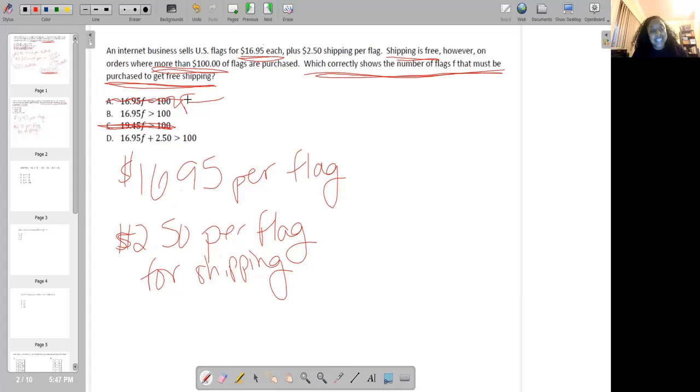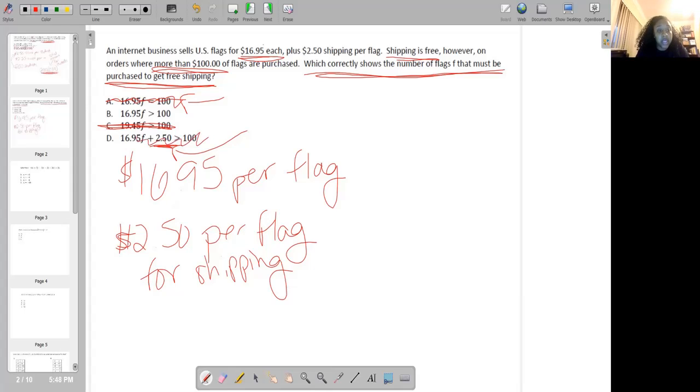Also, if you take a look at D, D says 16.95 times F plus $2.50 is greater than 100. For the same reasons we can't choose C, we can't choose D. Remember, that $2.50 would have to be multiplied by F, which stands for our flags anyway, because you're being charged shipping per flag, not a flat rate. This represents a flat rate of shipping, meaning it doesn't matter how many flags you purchase, you're only going to pay $2.50 for shipping once. And that's not the case based on the information we're given.